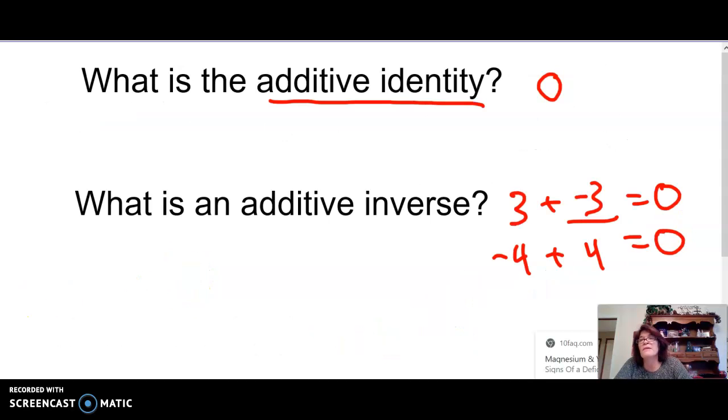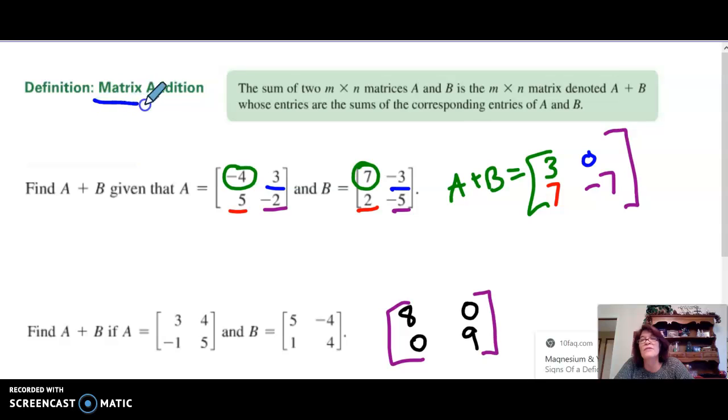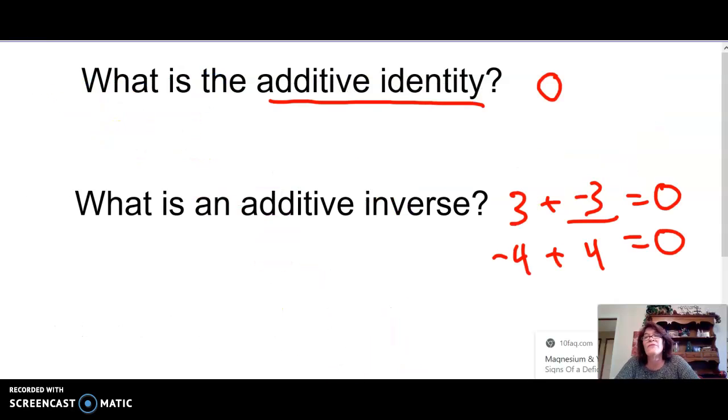Hey, I don't think I stressed something. Let me go back here for a second. Notice matrix addition. The only way you can add two matrices is if they have the same dimensions. It's kind of hidden in here in the definition. The sum of two m by n matrices is the m by n matrix A plus B, whose entries are the sums of the corresponding entries of A and B. It's worth looking at that mathematical definition there, guys. If you have two matrices that aren't the same dimensions, you can't add them together, because the way you get your answer is you add corresponding entries. You're not going to have corresponding entries if they're not the same dimensions.